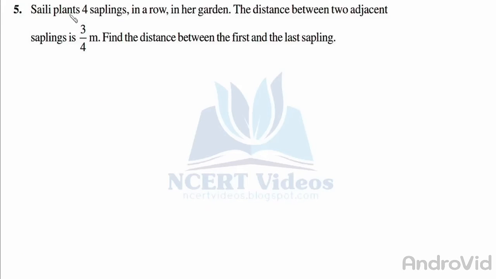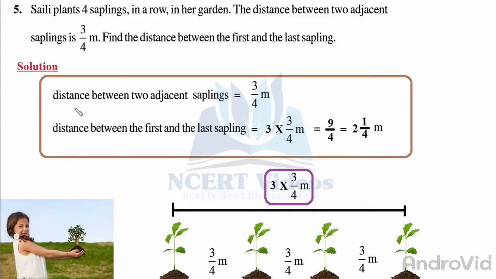Sally plants 4 saplings in a row in a garden. The distance between two adjacent saplings is 3 over 4 meter. Find the distance between the first and the last sapling. So what is a sapling? It is a small tree. Distance between two adjacent saplings is given as 3 over 4 meter, and the distance between the first and the last sapling is to be found. So this is your Sally, and the sapling is a small plant which you can grow.